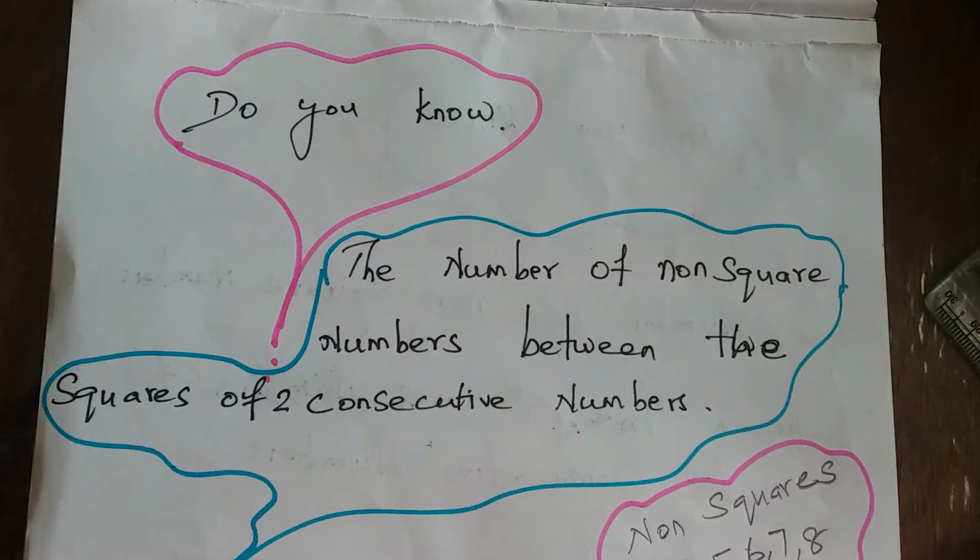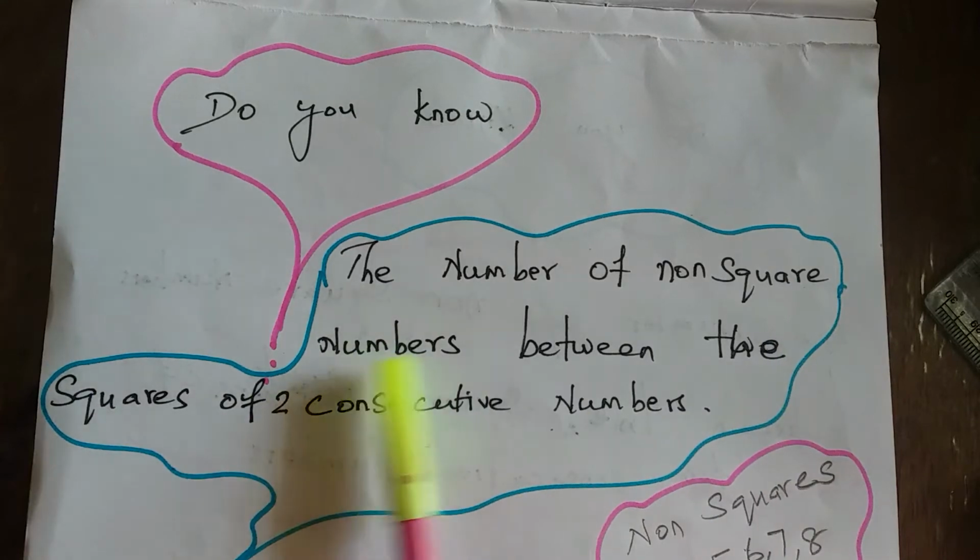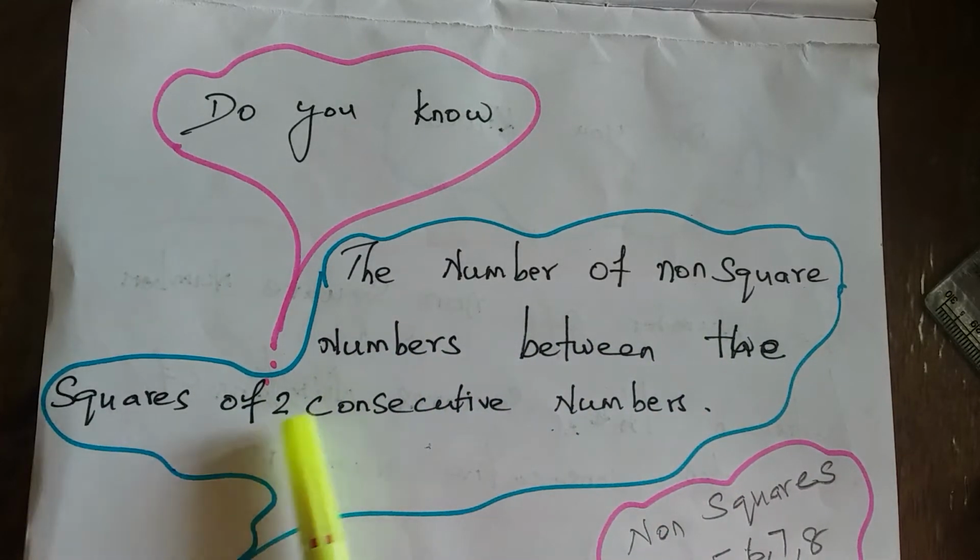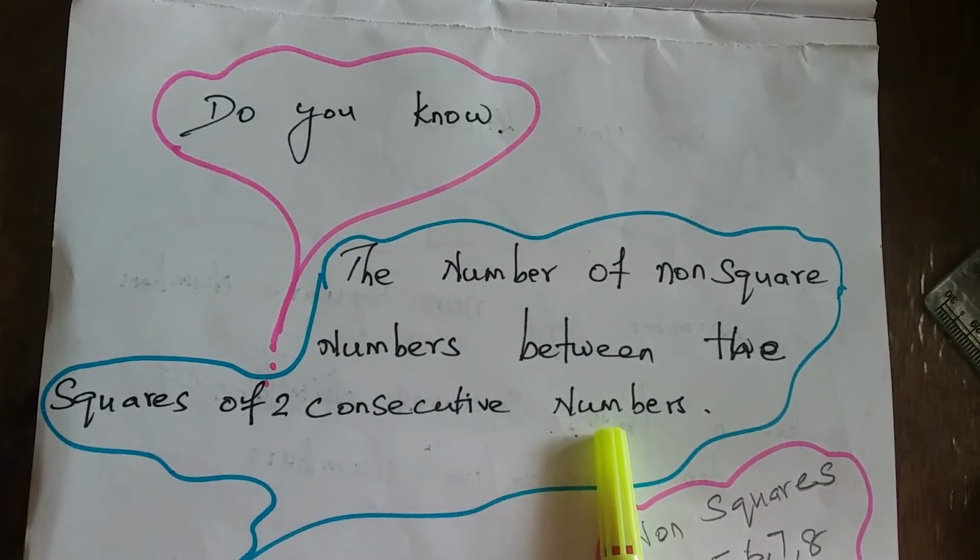Everyone, this is Easymath. In this video, we are going to see an interesting fact about square numbers, that is the perfect squares. Do you know the number of non-square numbers between the squares of two consecutive numbers?